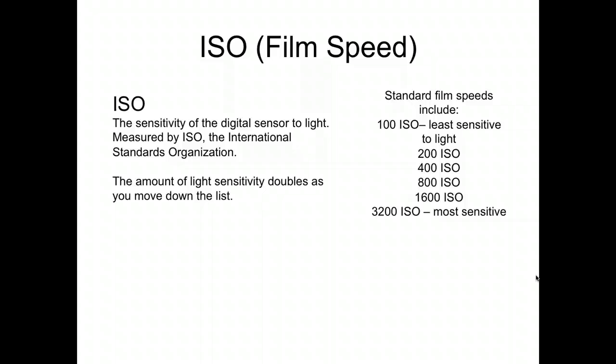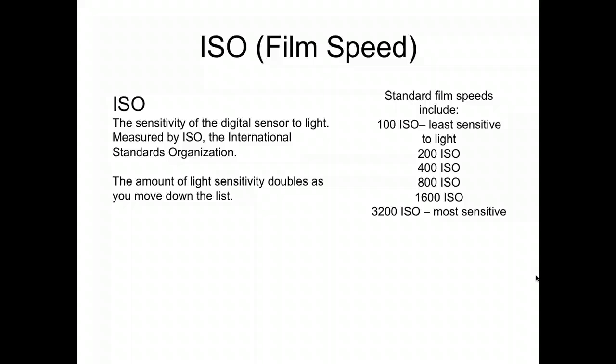Also notice that the amount of light sensitivity will double as you move down the list over on the right side. So here are the standard film speeds, or the ISO numbers, starting with 100 ISO. That's where the film or the digital camera sensor is least sensitive to light, all the way up to 3200 ISO, which means that it's most sensitive.